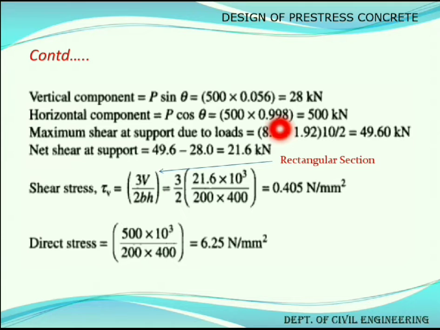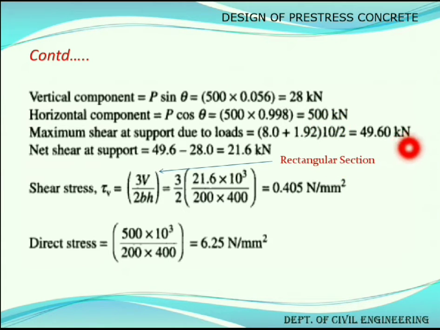Now here just the example is shown. By substituting theta, what happens? Nothing happens, because when theta is small, cos of theta is nearly 1. So we get an answer of 0.998, which is considered as 1 itself. So you can directly take 500 only. Because the horizontal component P cos theta is nothing but P into 1, because when theta is very small, cos of theta is 1.